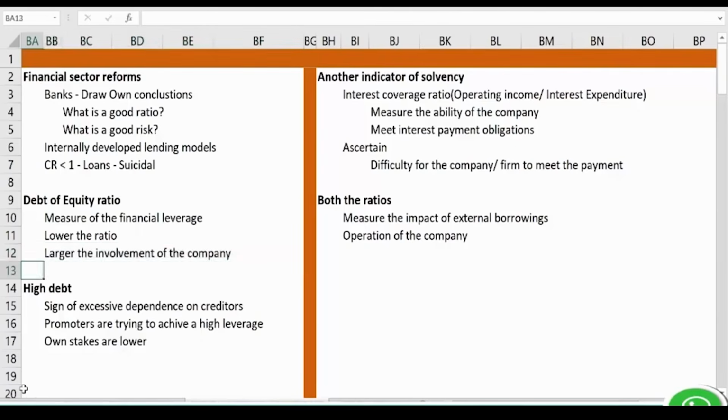But if the ratio is higher, it means there is high debt, and it indicates the company is heavily dependent on creditors, and promoters are trying to play the game of leverage. They are trying to keep their own stakes lower, and they are trying to run the business with outsiders' money. This is the debt to equity ratio.